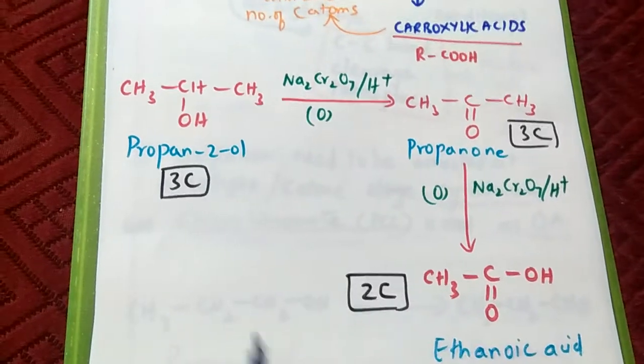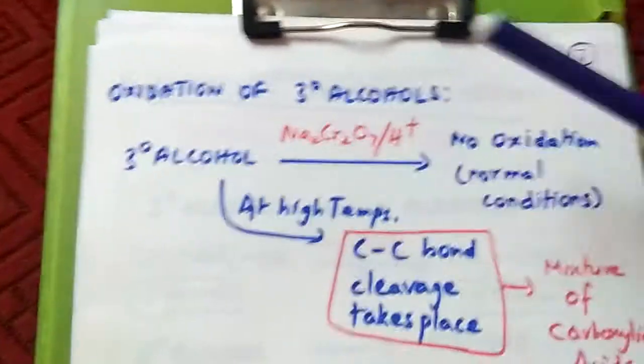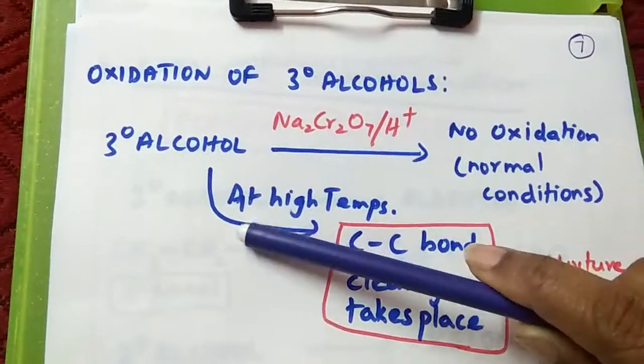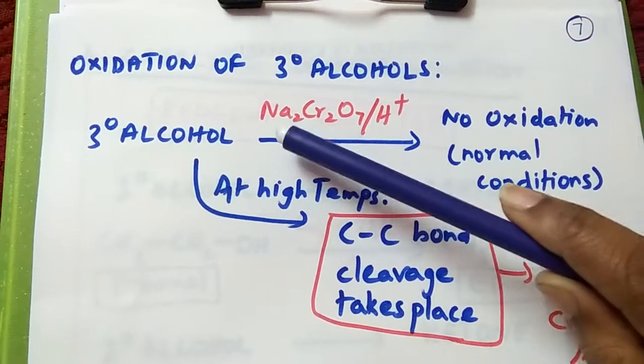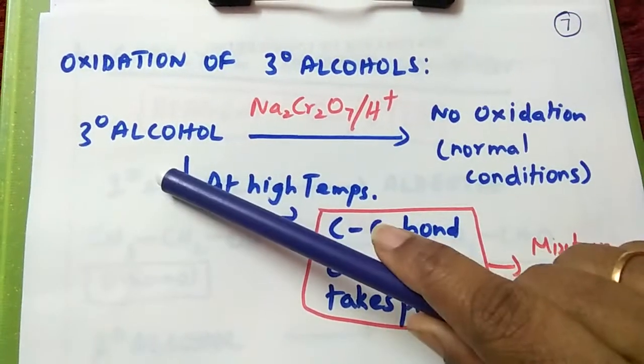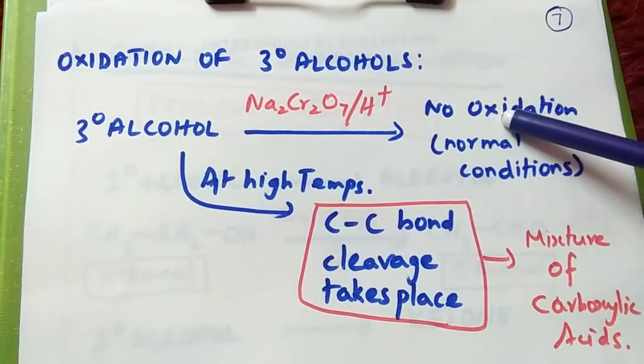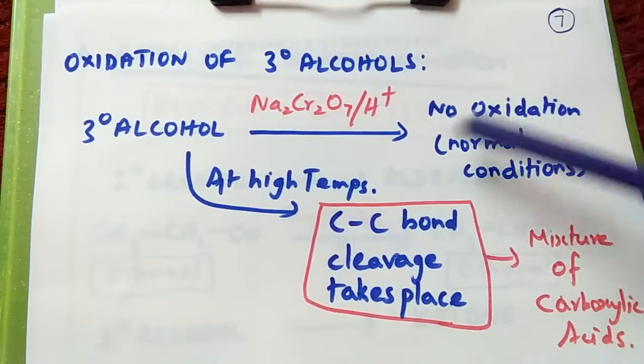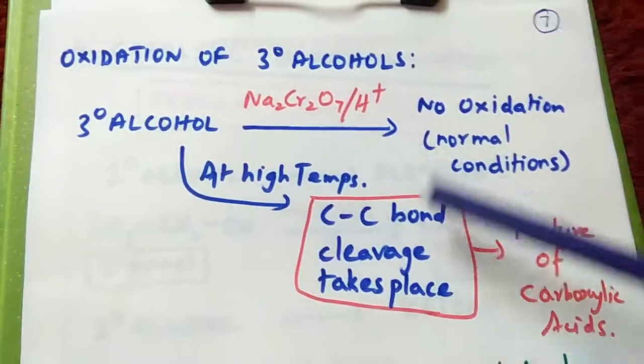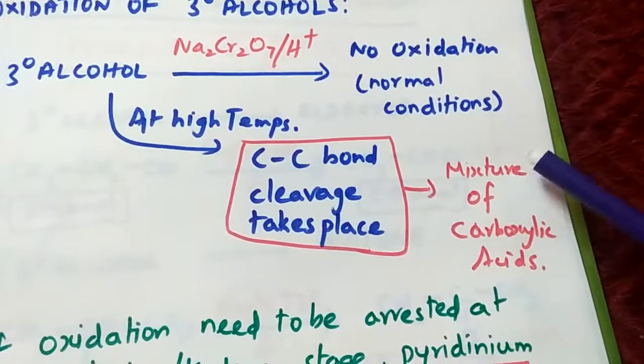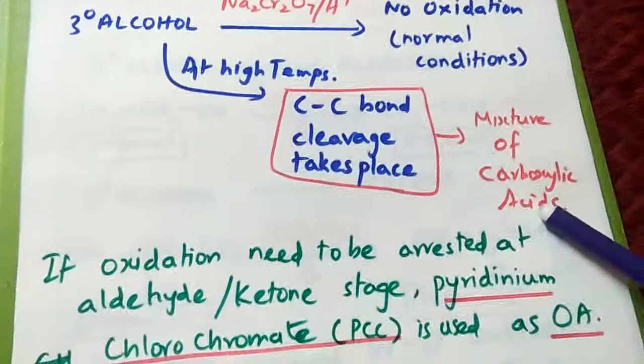Okay, and then comes tertiary alcohol. Oxidation of tertiary alcohol. What happens upon oxidation? Tertiary alcohol will not actually undergo oxidation under normal conditions, but under high temperature the C-C bond breaks, and it forms a mixture of carboxylic acids.